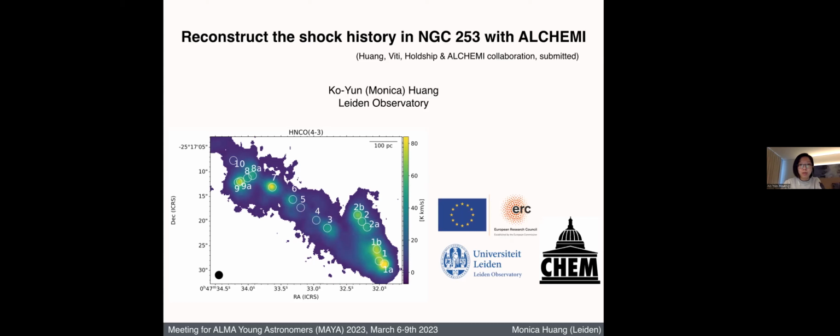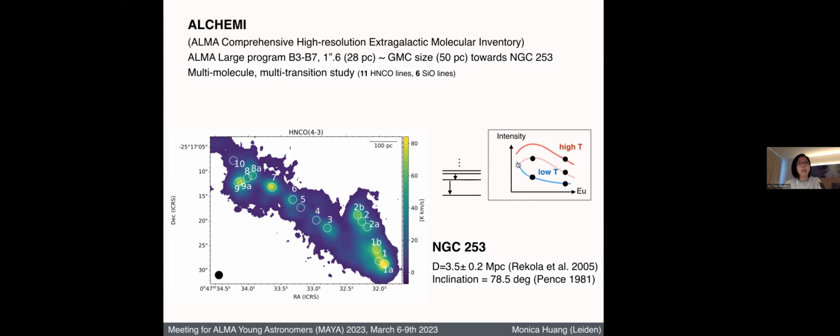So, to set the stage, ALCHEMI is a large program. In one sentence, it's a spectral scan from ALMA band 3 to band 7 with a homogeneous spatial resolution of about 28 parsec, which is comparable to the giant molecular cloud size, GMC size. And this size is actually a very nice fundamental unit when we want to study the gas properties and assume that there is a homogeneous property sampled by an individual beam.